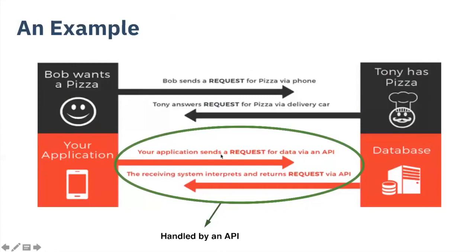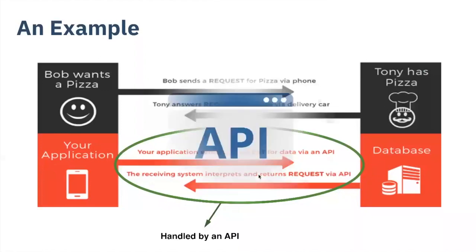So if Bob wants to order a pizza, he will use his application to place an order, and the application will send a request to the database of Tony, and then Tony can send a confirmation. Now, as you can see, the circle part, the sending of the request by Bob, and then the sending of the confirmation from Tony, this is handled by an API.